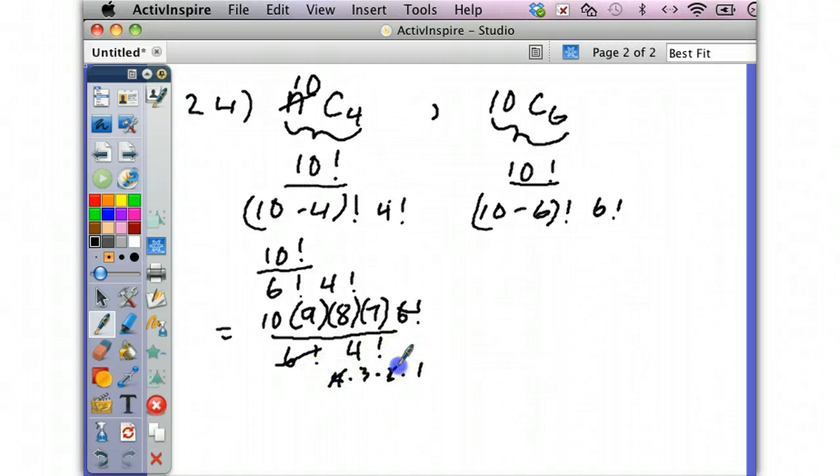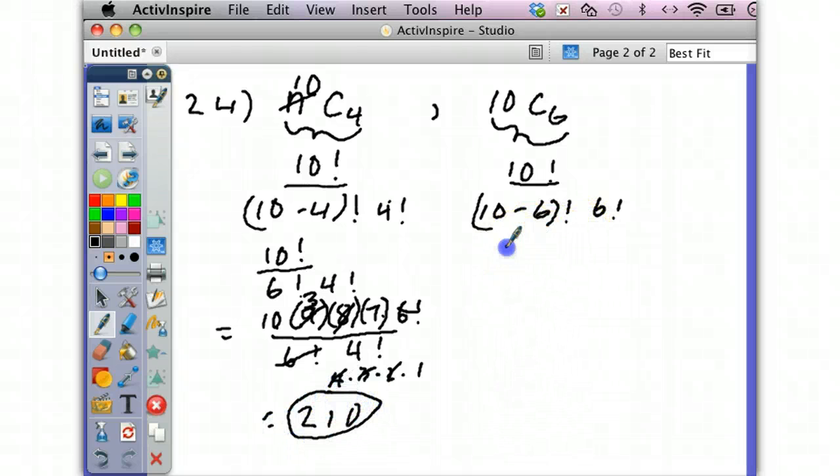4 times 2 is 8, that would cancel with this. Then 3 would cancel a 9, leaving 3 times 9, which is 27. 27 times 10 is, that's not right. 7 times 3 is 21. 21 times 10 is 210. Sorry, 210 for this one.